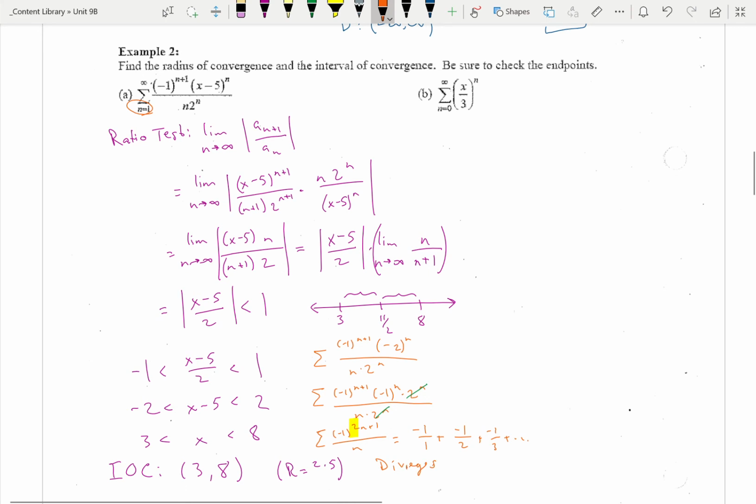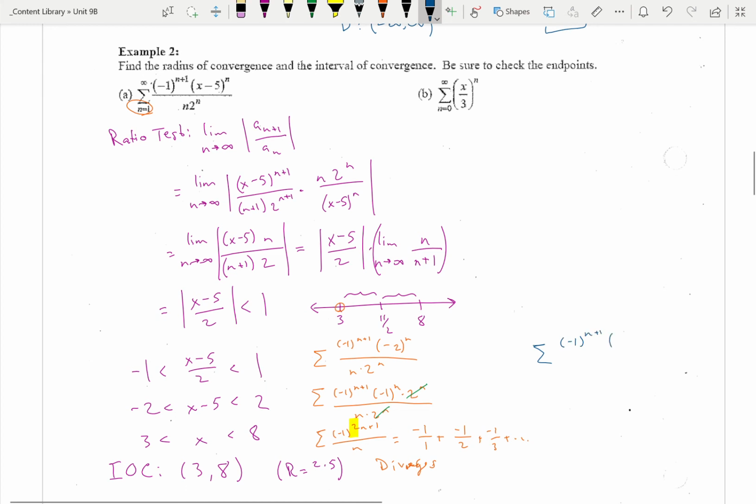What does that mean? Well, it means I can't spell. Diverges means that we do not include 3 as part of our domain. 3 causes the series to diverge. So we're almost done, I promise. The next part we're going to have to do is check to see if the other endpoint of 8 is going to cause us to converge or diverge.